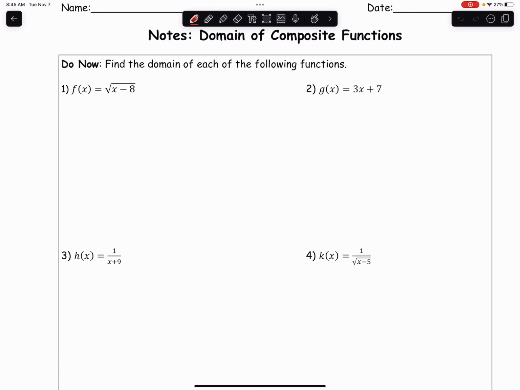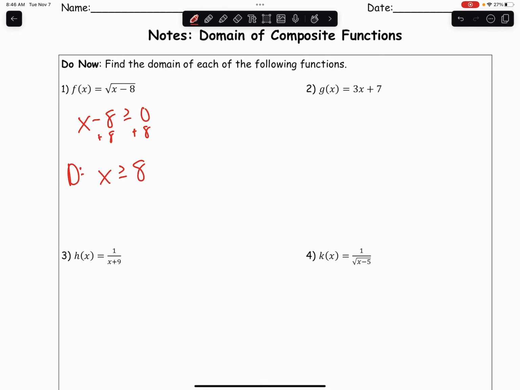So, looking at number one, what has to happen inside the square root to keep it a real number? Well, inside the square root has to be greater than or equal to 0. So I'm going to set x minus 8 greater than or equal to 0. So my domain, once I solve that, add 8 to both sides. My domain is x has to be greater than or equal to 8.